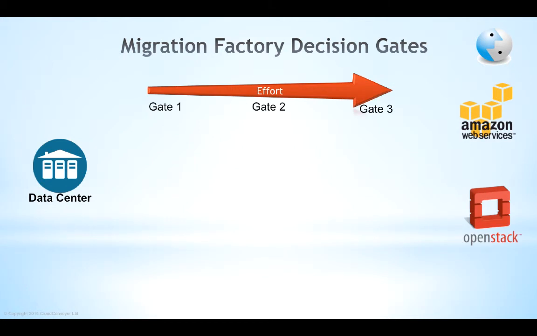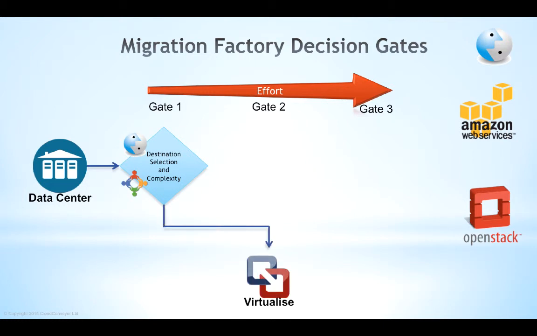This simple example involves 3 decision gates for determining possible cloud destinations. Each gate requires more analysis effort than the previous one. The first gate involves an initial assessment to determine if the application can migrate to cloud and how complex that migration might be. Applications that are not suitable for cloud or technically cannot migrate will be considered for virtualization. If an application can be migrated to cloud, it may pass to Gate 2.